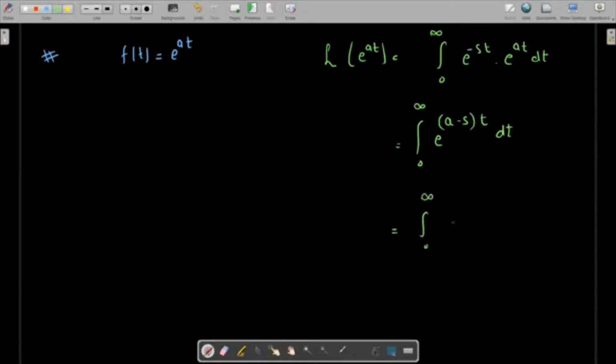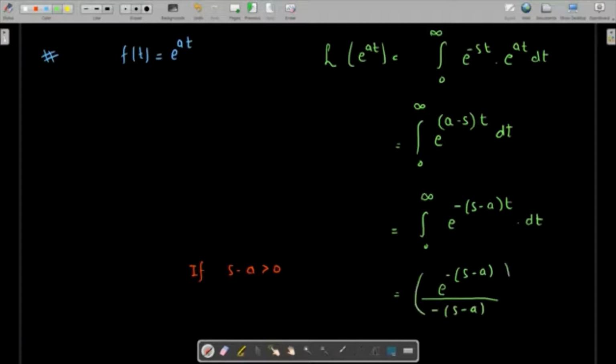and this can further be written as integration within the limits of 0 to infinity, e raised to minus of s minus a times t dt. Now, if you notice carefully, if s minus a is positive, why am I saying that if s minus a is positive? That's because if s minus a is positive, let's for the moment write its integration. So its integration is going to be e raised to minus s minus a times t over minus s minus a within the limits of 0 to infinity.